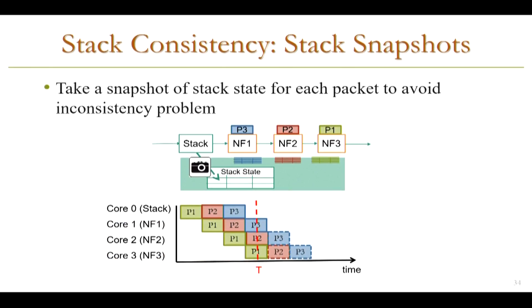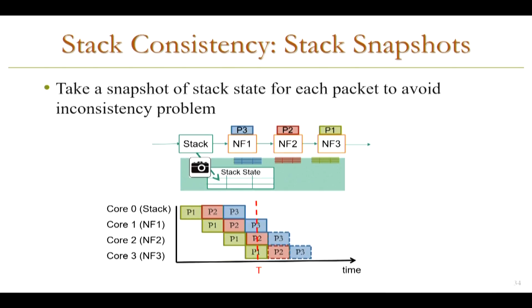Our solution is to take a stack snapshot and associate it with the packet so that NFs can access the state in the snapshot while the stack is processing the new packets. From the timeline, we can see each core continues to process packet 1, 2, 3 without waiting, and the core utilization has been largely improved.